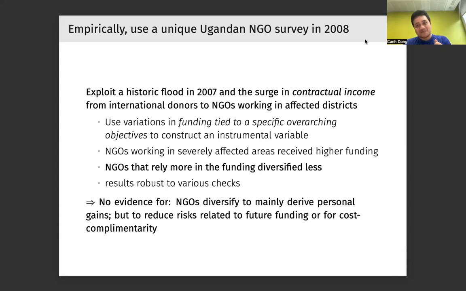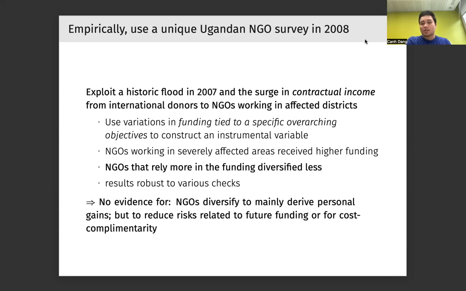The surge in income would act as the treatment in our analysis. We observe that NGOs who have been working in the severely affected areas indeed received higher funding, meaning that they received a higher income, compared to the NGOs who worked in the less affected areas. And we then observed that those NGOs who received higher income from international donors following the flood actually diversified less, actually offered fewer activities in 2008.